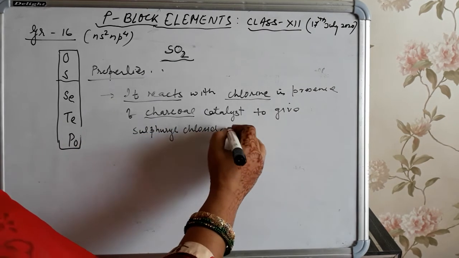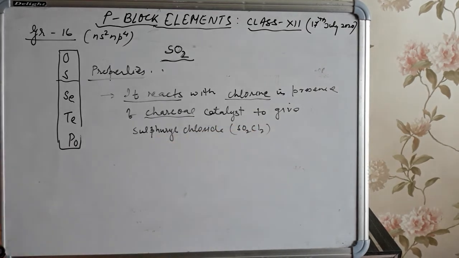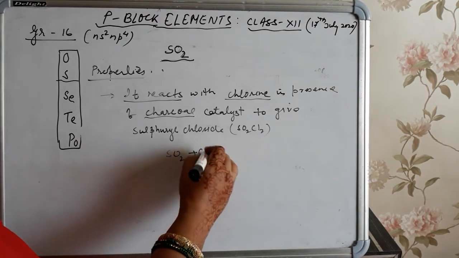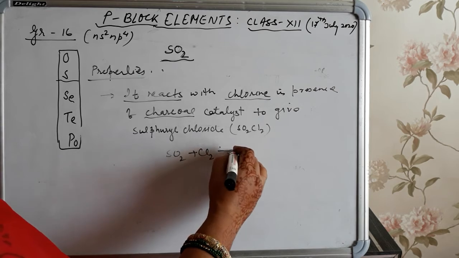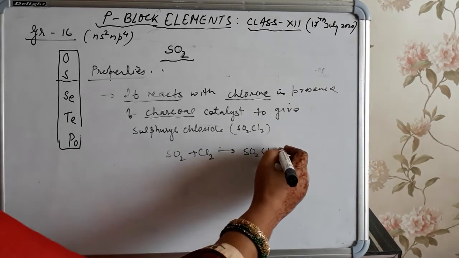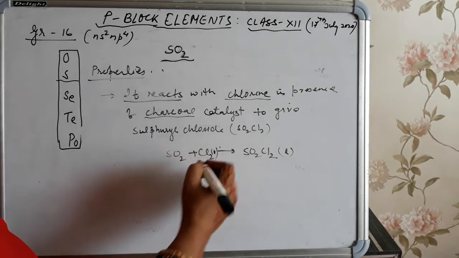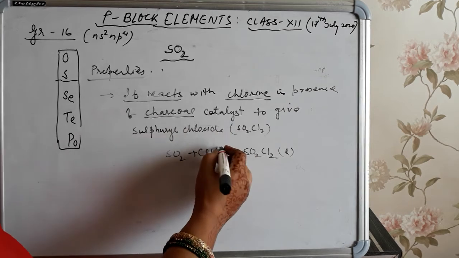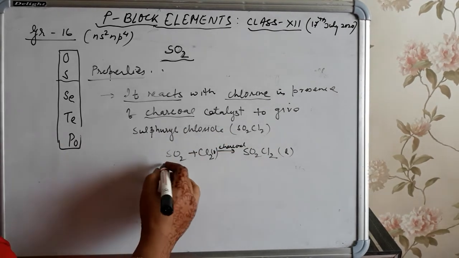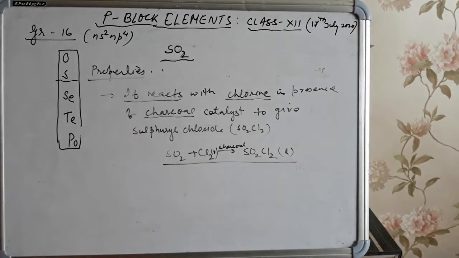So write down the reaction twice in your notebook. Sulfur dioxide treated with chlorine gas will form SO2Cl2. This is called sulfuryl chloride, formed with chlorine gas in the presence of a charcoal catalyst. So formation of sulfuryl chloride takes place.